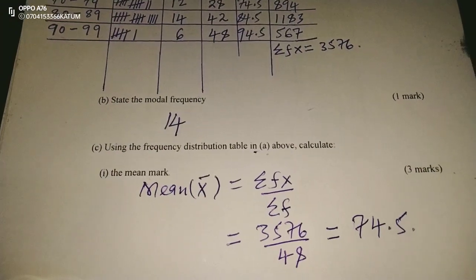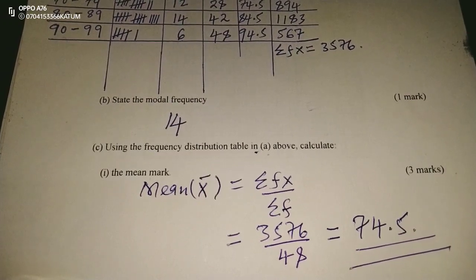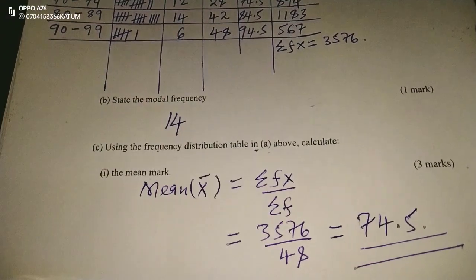74.5. So that is going to be the median mark. The next is we are told to find the median mark. To find the median mark, let me plug the page so that I have it here.